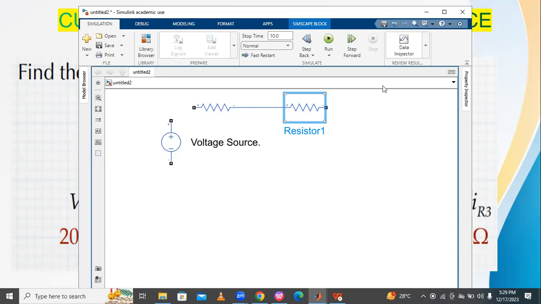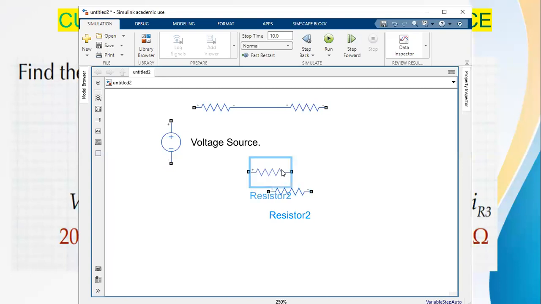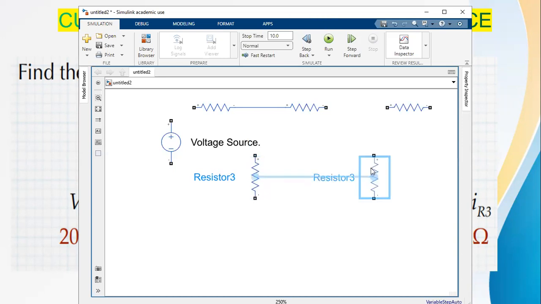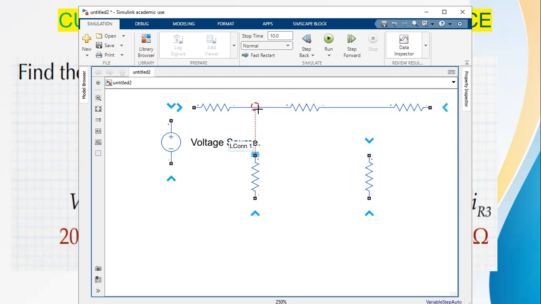Copy all these resistors. Here 5 resistors are required, like a T connection. Press Ctrl R and rotate in this way. Connect these 5 resistors like this, like a T connection, and then connect the remaining elements in this way.